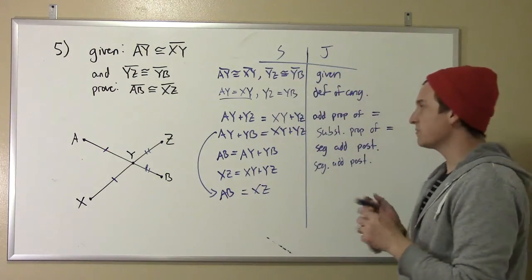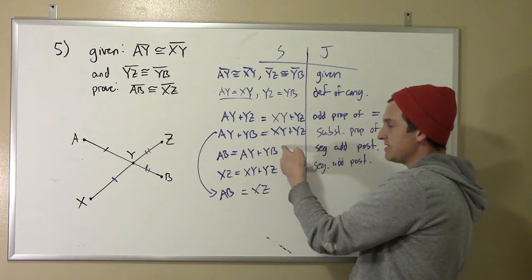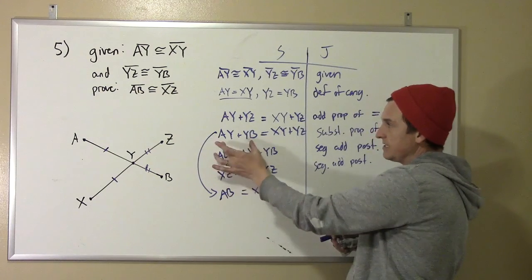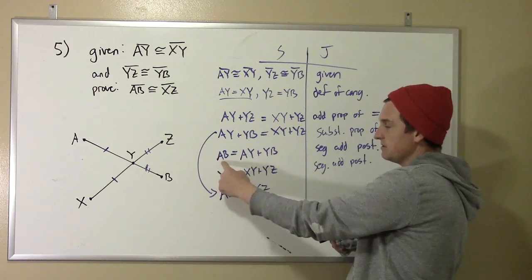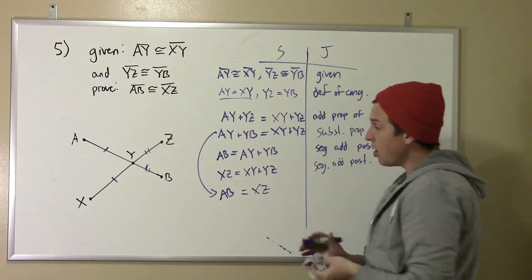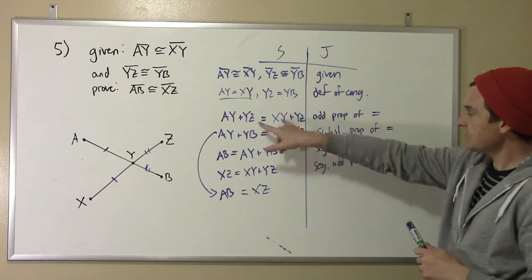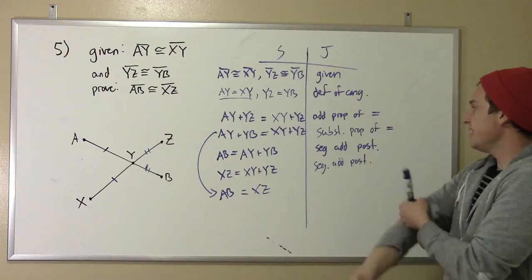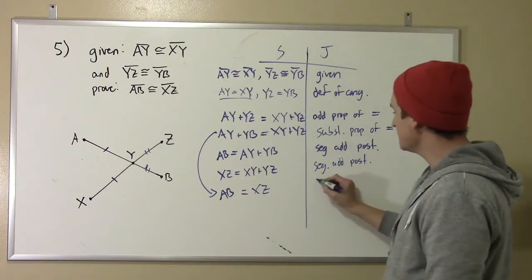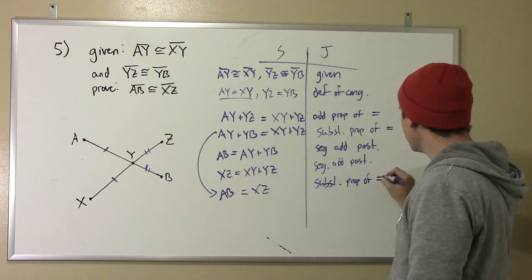Okay, that's the substitution property. I'm just taking this statement and rewriting it, but I'm using these two statements to allow me to substitute. So this statement becomes this statement. I replace AY plus YB with what it's equal to, and I replace XY plus YZ with what it's equal to, and then I get this statement, which is almost what we wanted, right? So we used the addition property of equality to get these two statements, and then we used the segment addition postulate to get these two statements, and then we used another substitution. So this is the substitution property of equality.